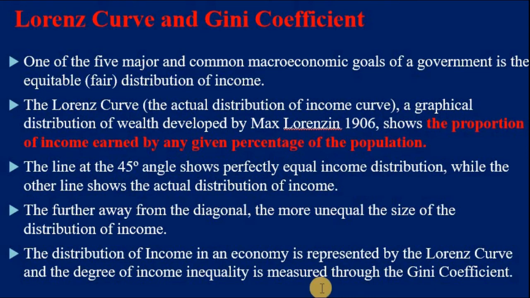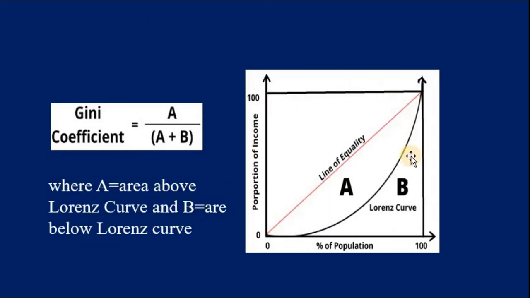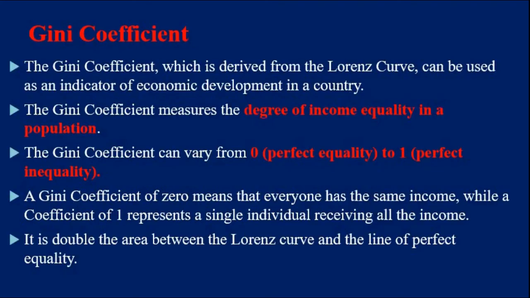The distribution of income in an economy is represented by this curve, the Lorenz curve, and the degree of income inequality is measured through the Gini coefficient. Very simply, it shows what proportion of the population holds what proportion of income, as explained by Max Lorenz in 1906. Now see the Gini coefficient. It is derived from the Lorenz curve, so from this curve we are going to get the Gini coefficient also.